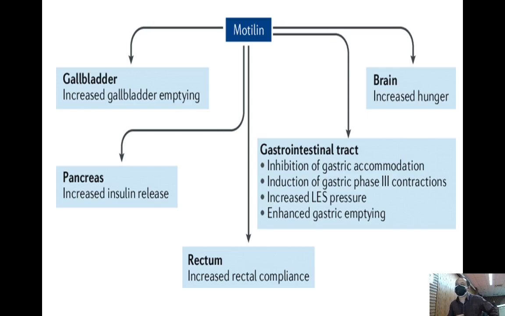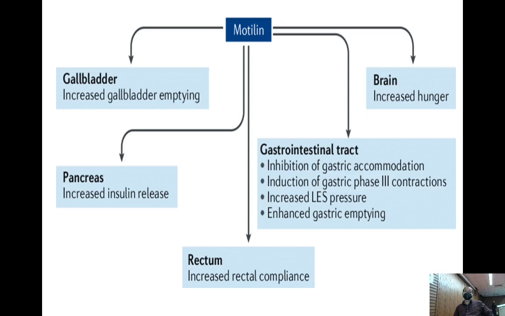So Motolin actually plays a variety of functions. In the gallbladder, it increases gallbladder emptying. In the brain, it increases hunger. In the pancreas, it increases insulin secretion. In the rectum, it increases rectal compliance. And in the entire gastrointestinal tract, it causes inhibition of gastric accommodation, induction of gastric phase 3 contractions, increases lower esophageal sphincter pressure, and enhances gastric emptying. So these are all the different functions of Motolin.